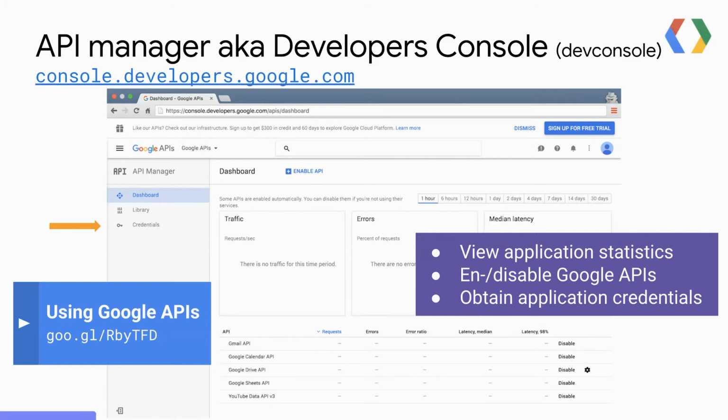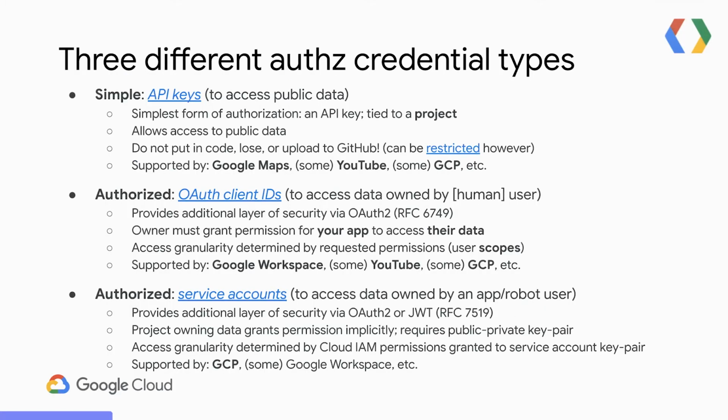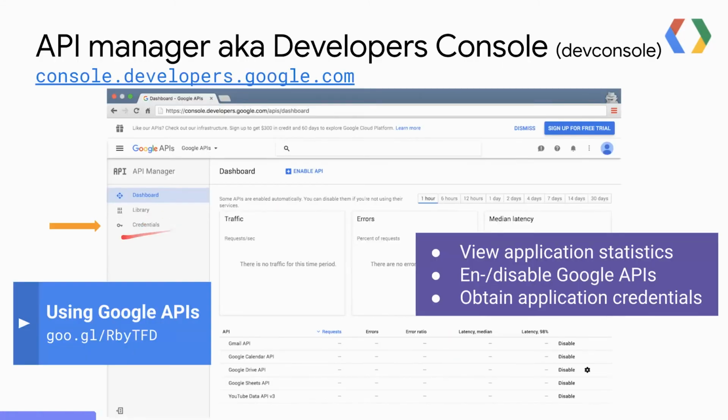All right, so that is the developer console. As far as what kind of credentials you would create, back to the credentials tab for just a moment. When you click on this, you get a page that lists all your credentials for your project, and up at the top is a button that says create credentials.